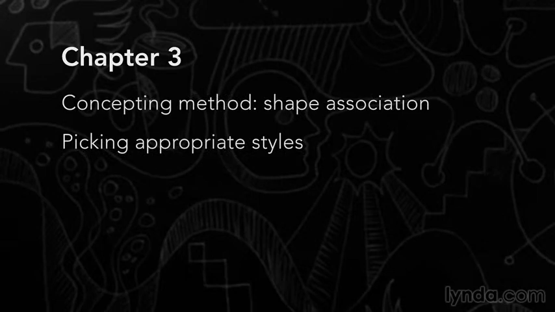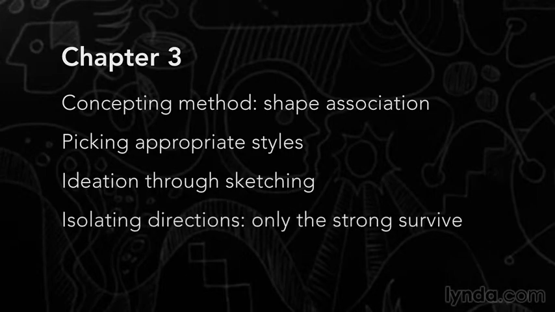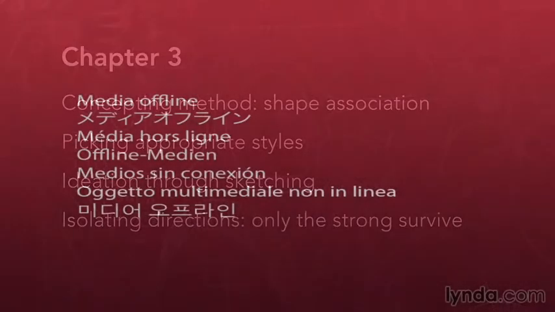the design process. In this chapter, we'll cover the following topics: concepting method, shape association, picking appropriate styles, ideation through sketching, isolating directions, only the strong survive.